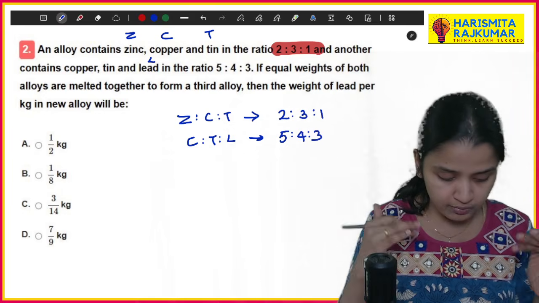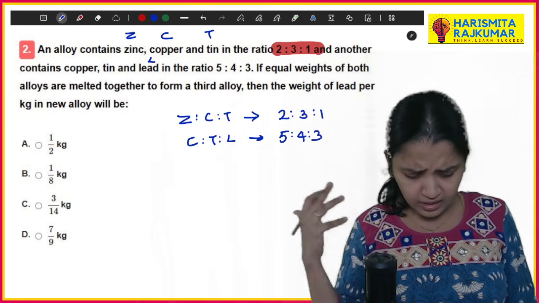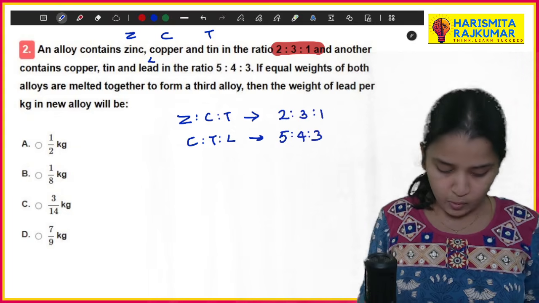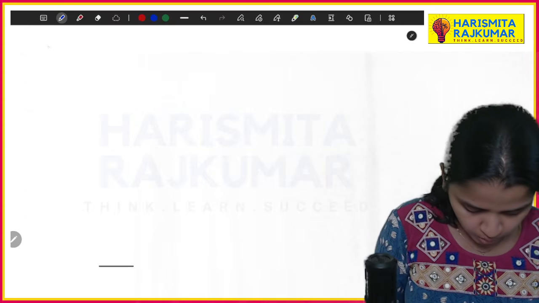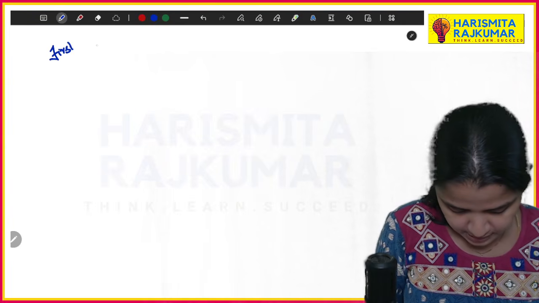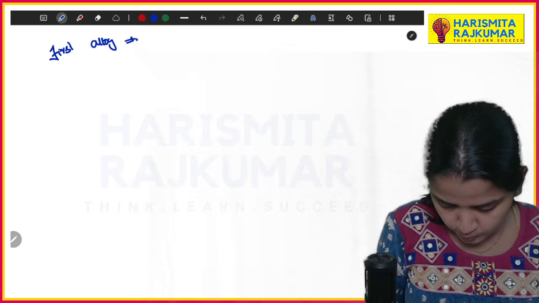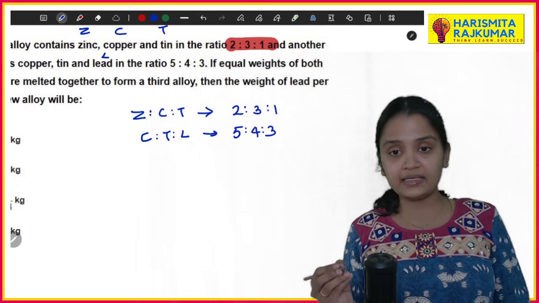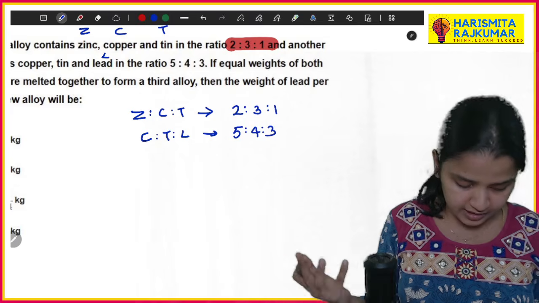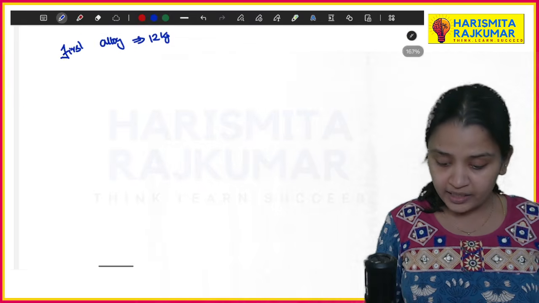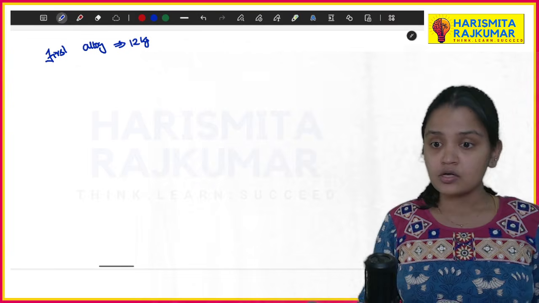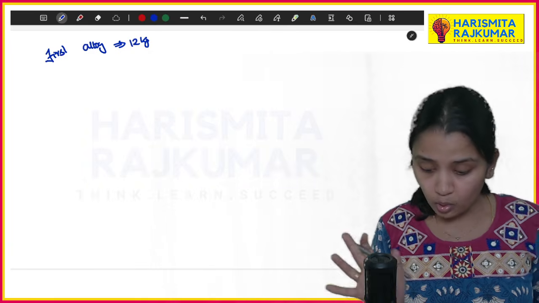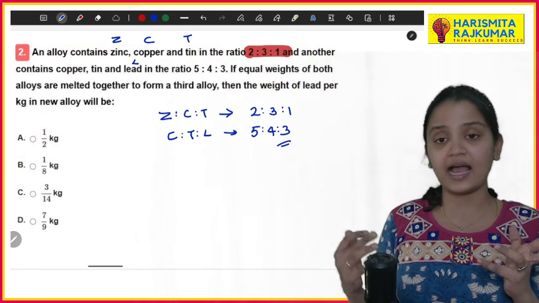Let us assume the first alloy to be 12 kg. If it is 12 kg, then we divide it into the parts of the ratio, and in total you have 6 parts here. I'm keeping the total as 12 kg because this is the highest proportion.